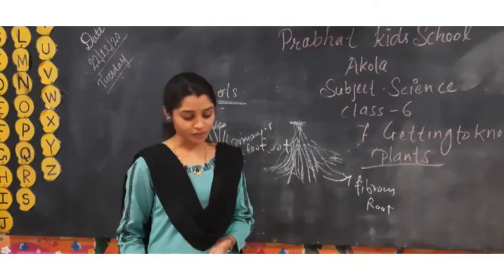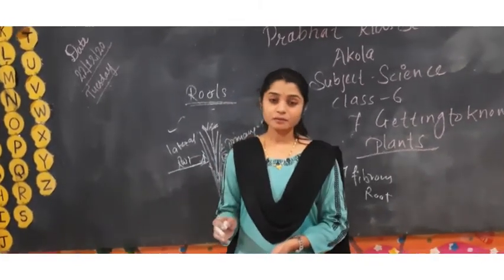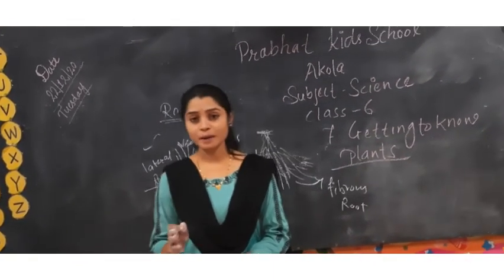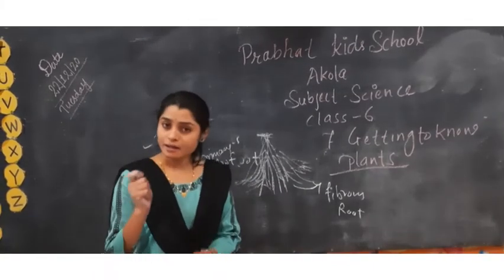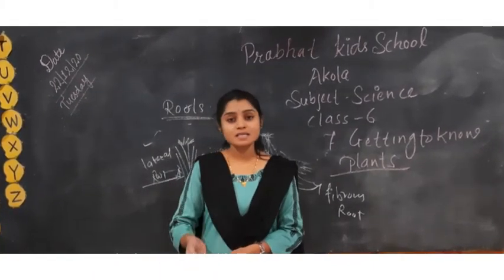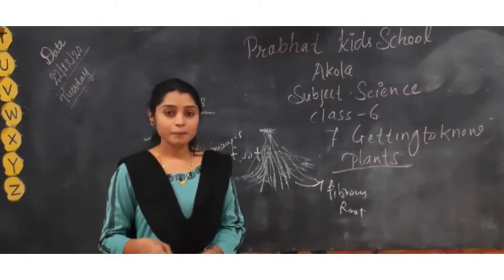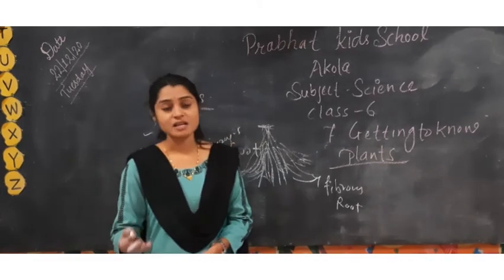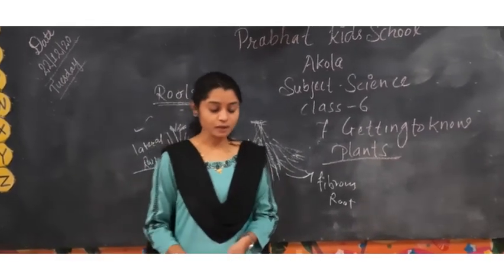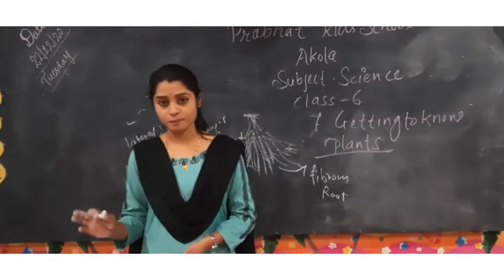Some examples of taproot system are mango and lemon. Their roots are very strong. You cannot easily dig them out from the soil. But if we talk about green grass, maize, paddy, wheat, these are all examples of fibrous root system.